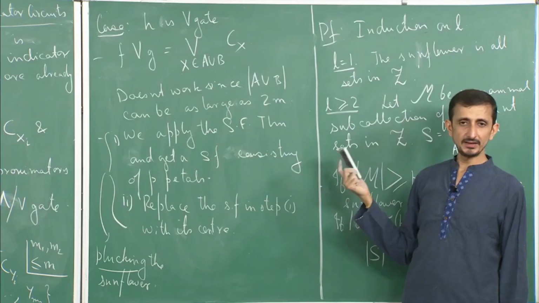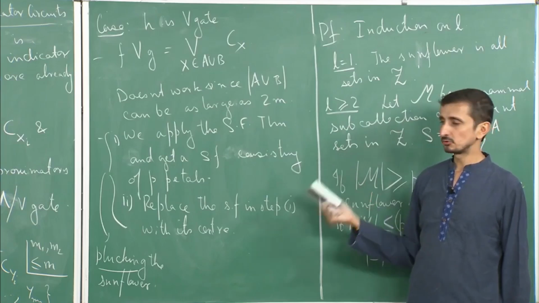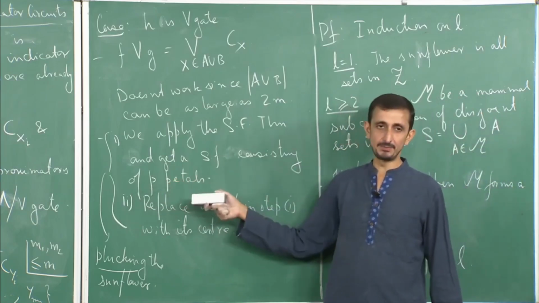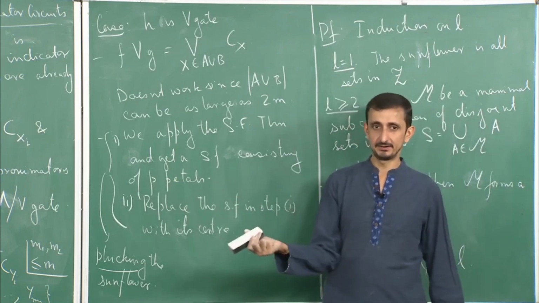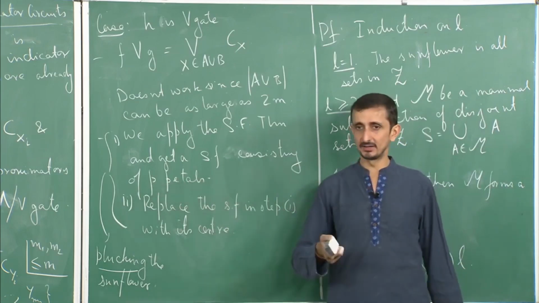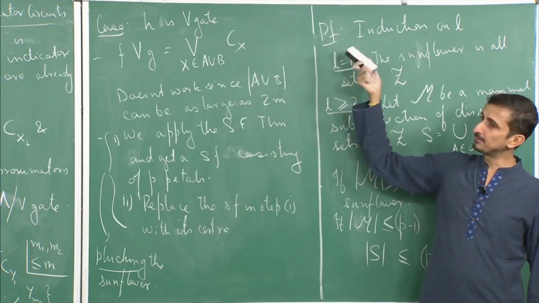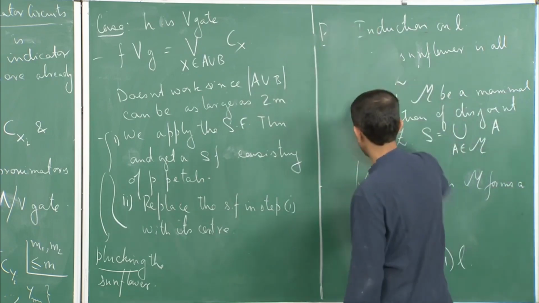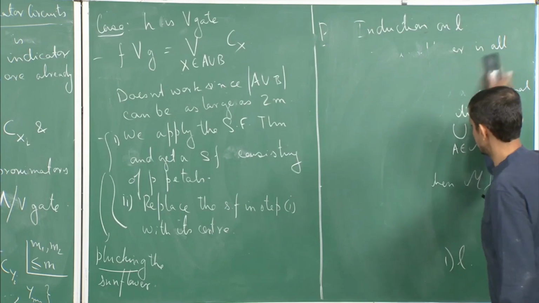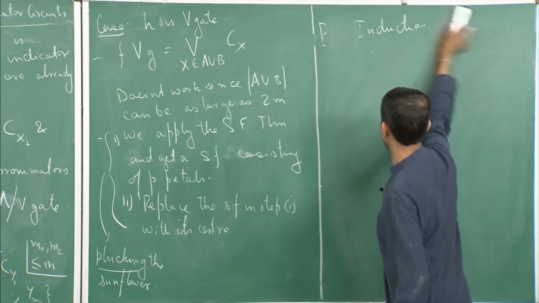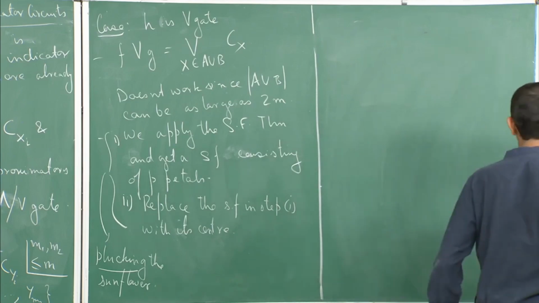Now, the question is, what does this do to the size of A union B? From A union B, I have removed all these p petals, and I have added just one set. So I have removed p sets and added one set. So it reduces the size of A union B by p minus 1, correct. So how many times do I need to do this to bring it down to below m?